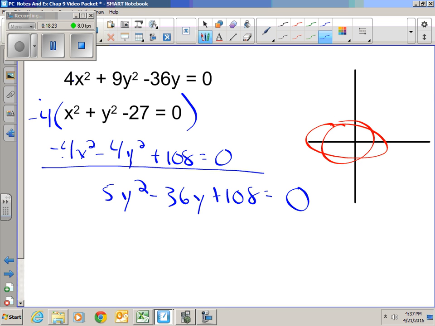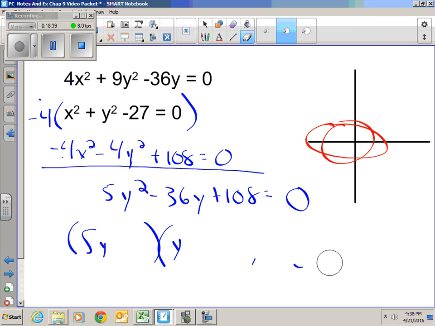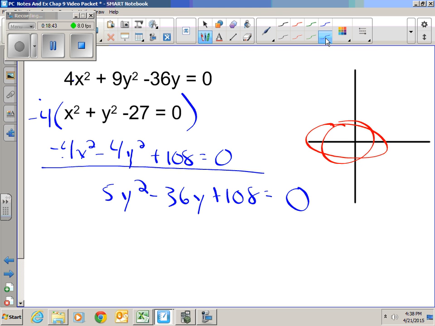Okay, let's solve that for y. Let's try to factor it. I'm looking for something that combines with y and 108 and 36. I can't think of anything. So, hey, I got a backup plan. Let's use the handy-dandy quadratic formula.